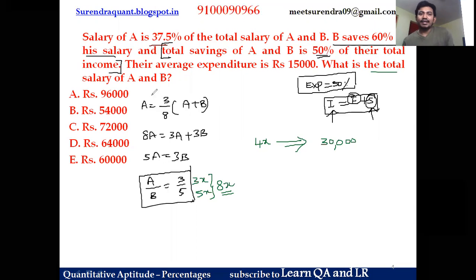Then what is the question? What is the total salary of A and B? The total salary of A and B is 8x, right? So 4x is 30,000, so 8x must be into 2. So 60,000 is the total salaries of A and B, and that is the option.